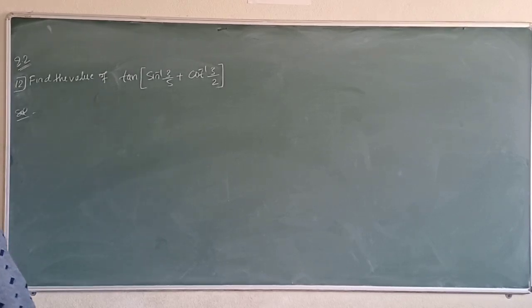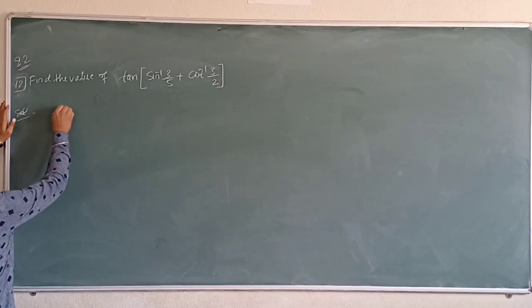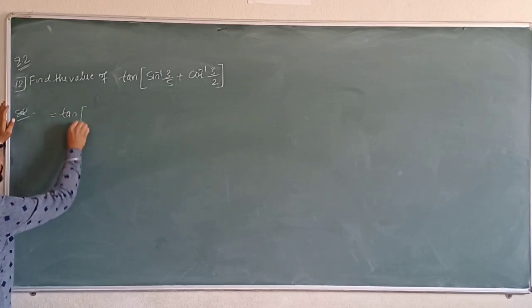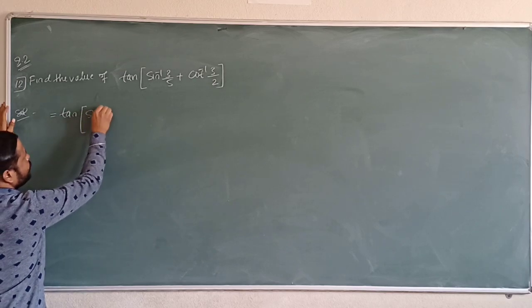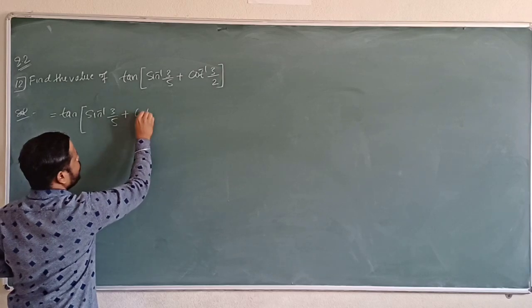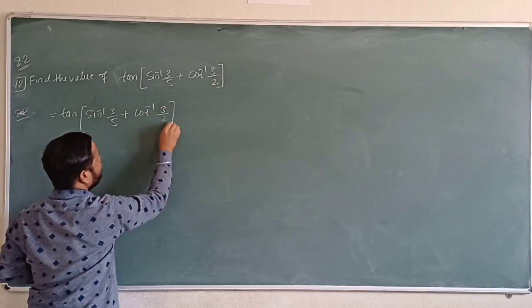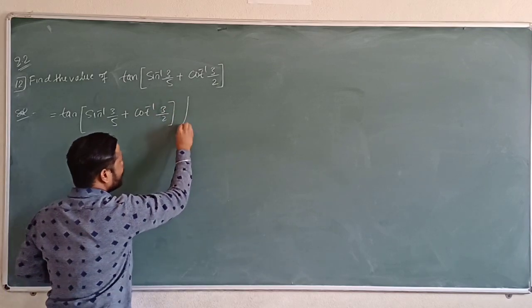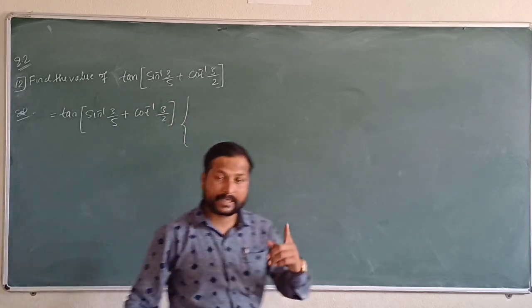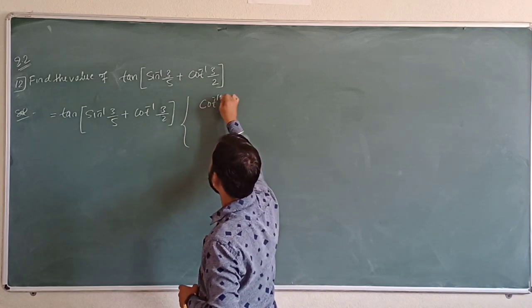Now question number 12: find the value of tan of sin inverse of 3 by 5 plus cot inverse of 3 by 2. Take the properties here. Note the property: cot inverse of 1 by x.